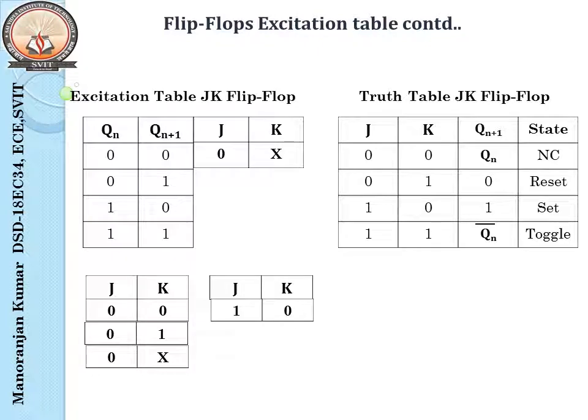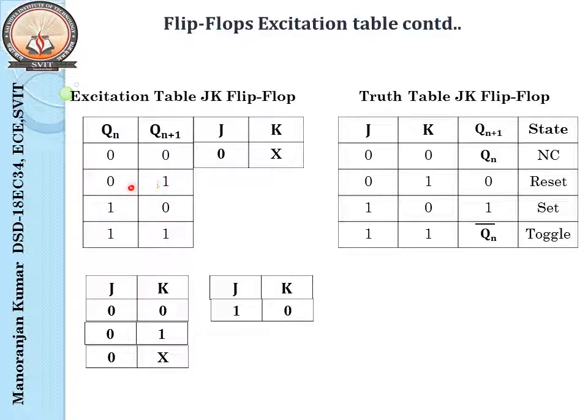One more thing I can see here is, as per your 1 1 combination, the Qn bar. Can you find the Qn bar operation here? You see Qn is 0. Here the value is 1. So that means it is the complement of it, which means it is toggling from 0 to 1.